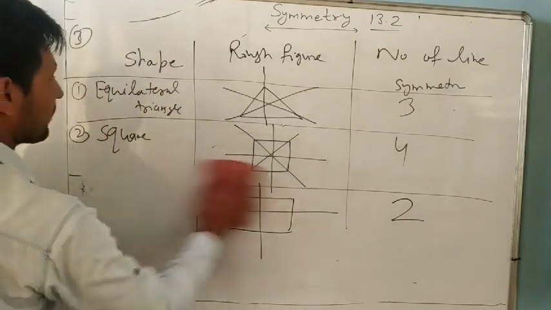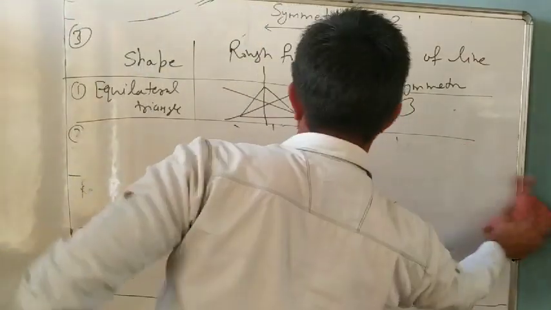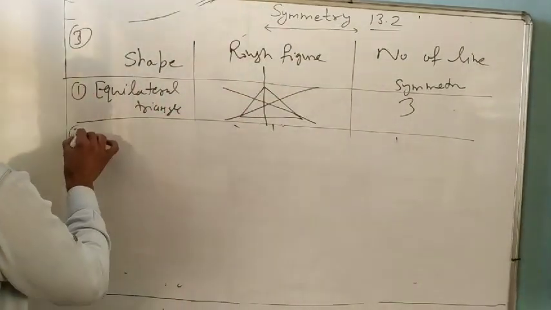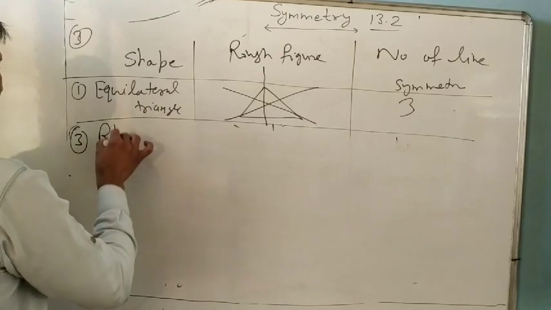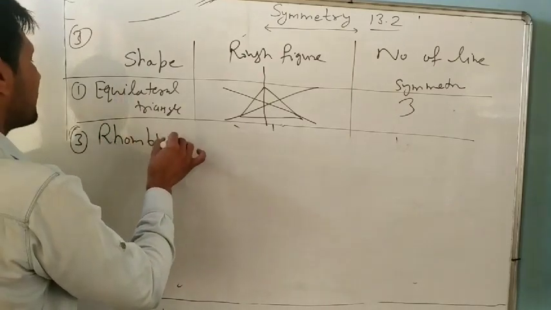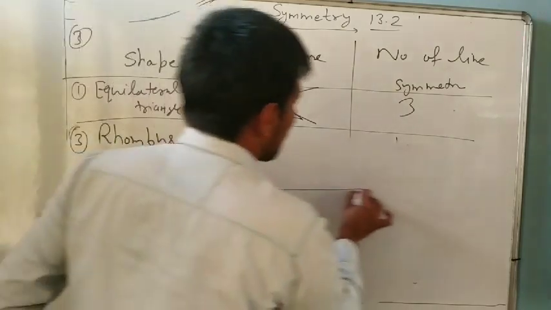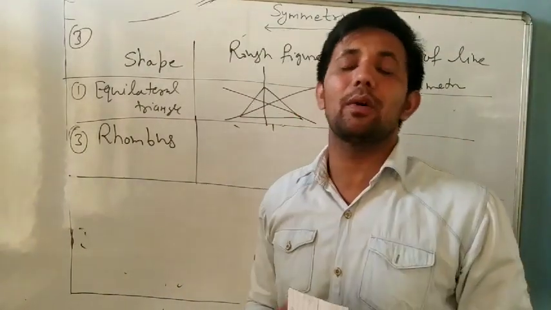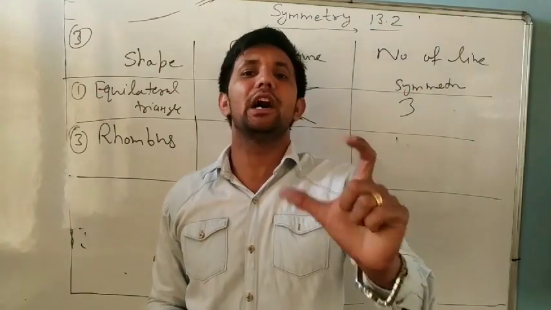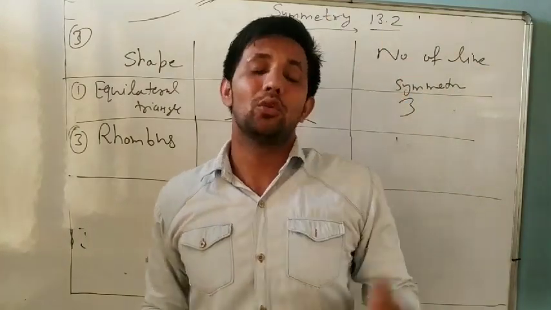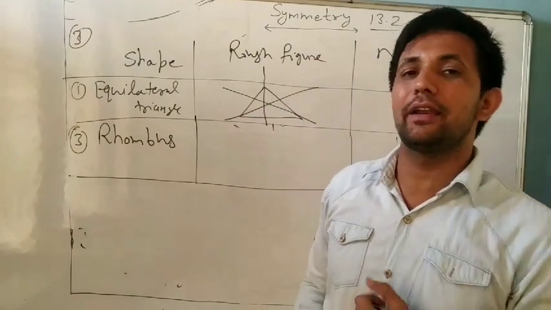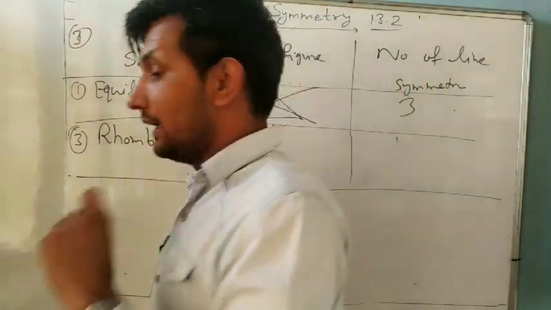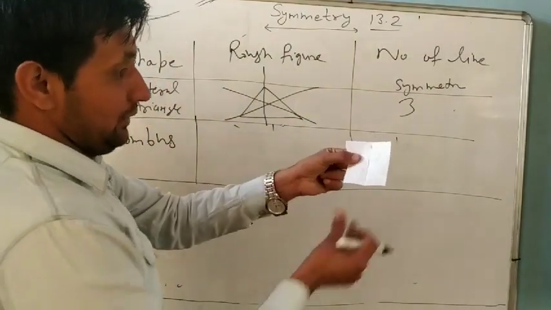Next is a rhombus. What is a rhombus? Do you know? A rhombus is a quadrilateral. Yes, a rectangle is also a quadrilateral. Quadrilateral means a closed figure with 4 sides. A rectangle has 4 sides, so it is a quadrilateral. A square also has 4 sides, and it is also a rectangle and a quadrilateral. But a rhombus is a rhombus.